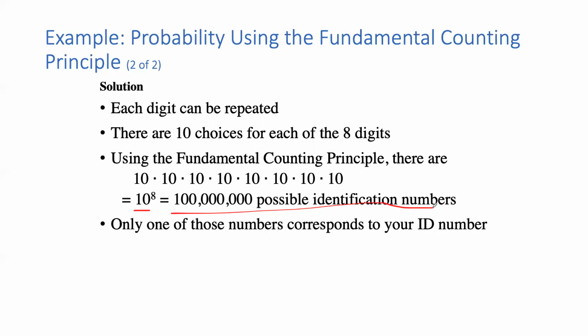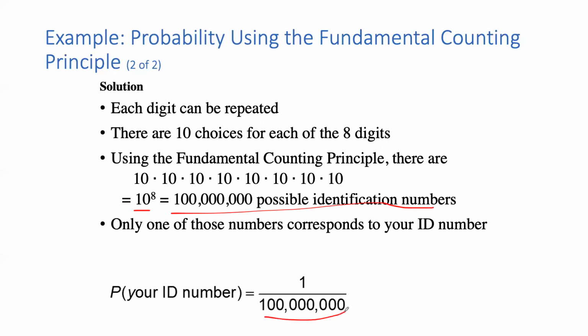Okay. Only one of these numbers, however, is your college ID number, right? So what is the probability of you getting your ID number? Of all the possible ID numbers that can be generated using the scheme, only one of them is your ID number. So your probability of getting your particular card number is 1 over 10 raised to 8. Right? It's a very small probability.